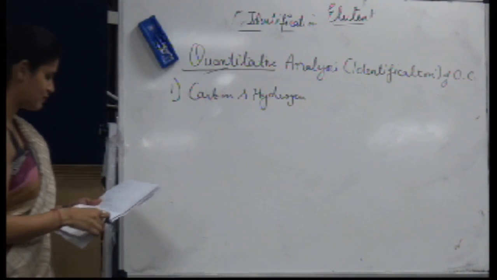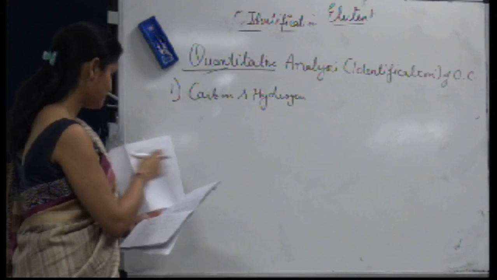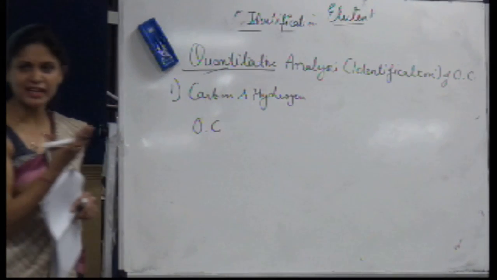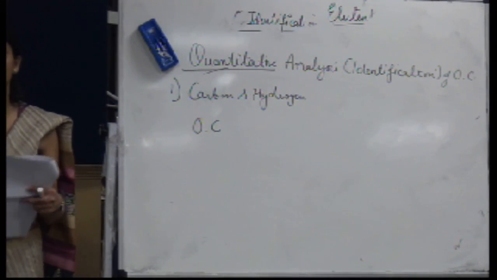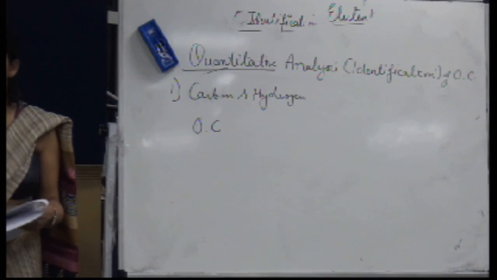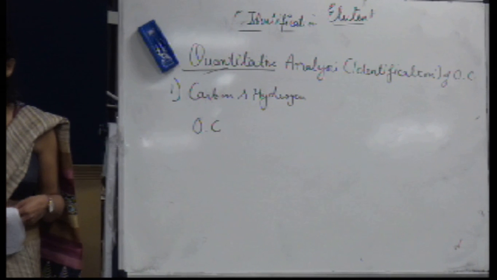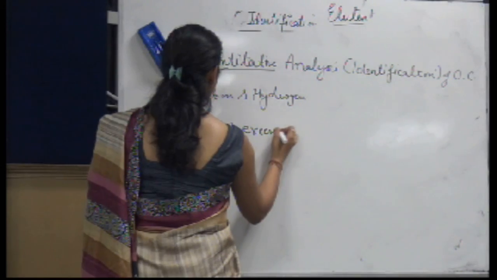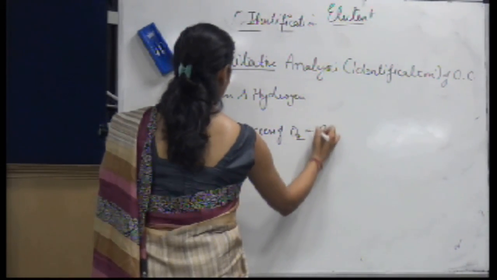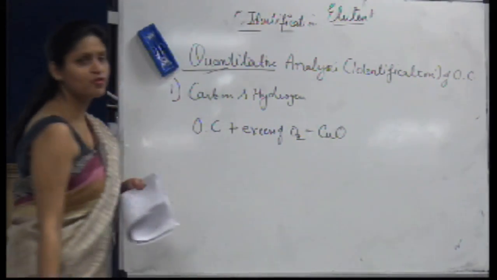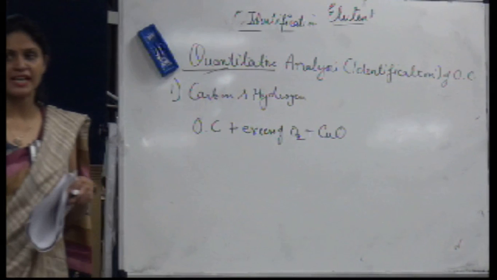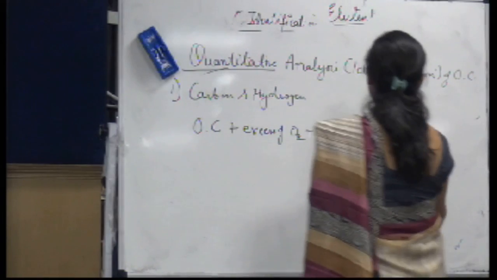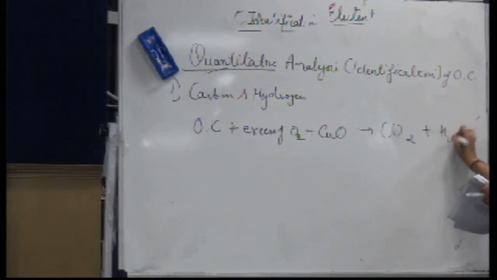what do I do? I have to do something with the organic compound, right? To find out what amount of carbon or hydrogen is present in that organic compound. So I'll take that organic compound and I'll take excess of oxygen in presence of copper oxide. I'll burn this organic compound. So what would happen? It will form carbon dioxide and water.